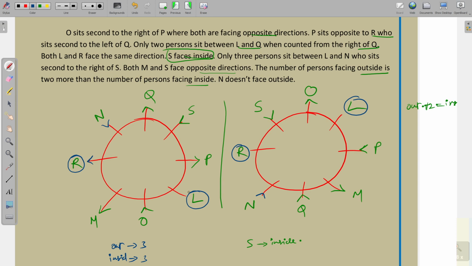Suppose if R is placing outside, L is facing outside. Why? Because both are facing same direction. So it is +2, it means 5. Condition satisfies. Coming to this one, O is outside, 1, 2, so only 2 persons are outside. So 2 persons are outside, remaining 1, 2, 3 and 4 persons are inside. Coming to the second possibility, 4 persons are inside, so this possibility is not correct.